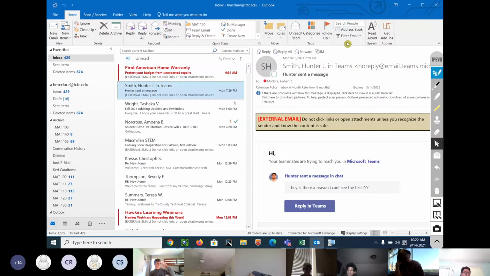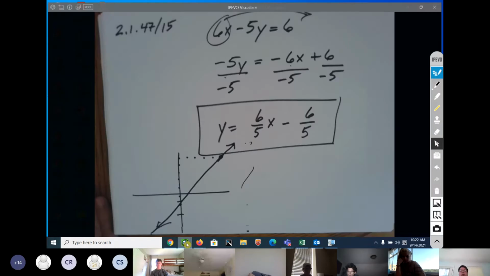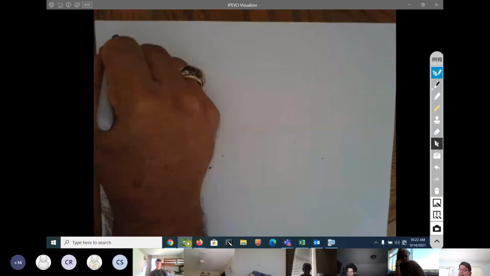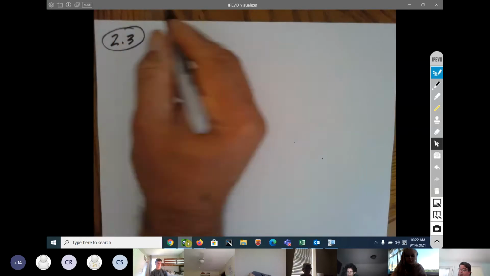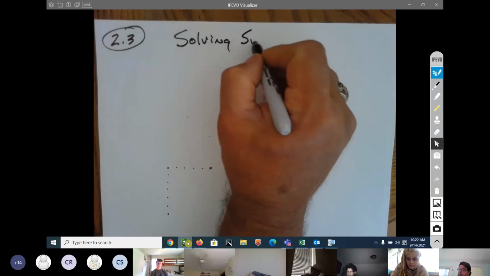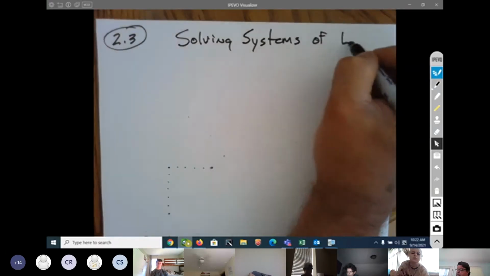Now, what are we going to be talking about with 2.3 and 2.4? 2.3 is solving systems of equations.